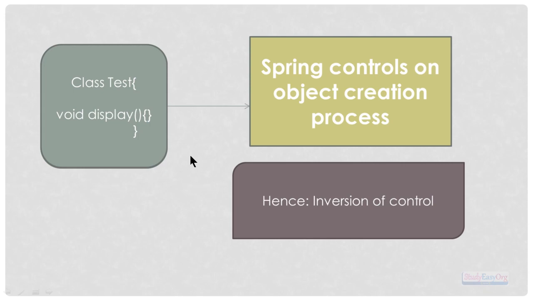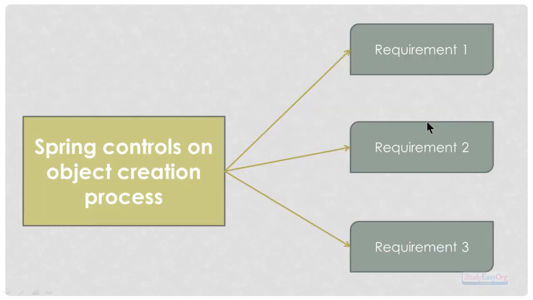Alright, now moving forward, let us check the scenario. There are different types of scenarios, different types of requirements in our application. Now if Spring controls the object creation process, then dynamically we can inject the required object into our business logic, and this is pretty much possible. The concept is known as dependency injection, where we can inject objects based on our requirement. So there could be different types of requirements where we can inject objects. Now this could be a little confusing.